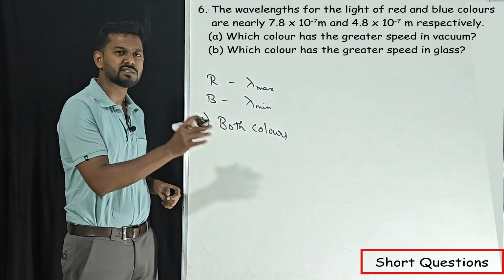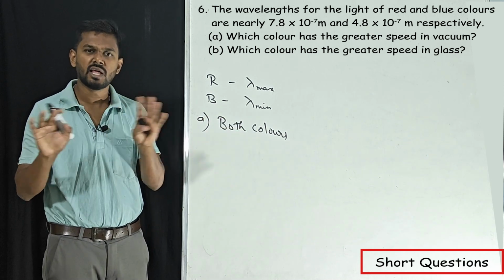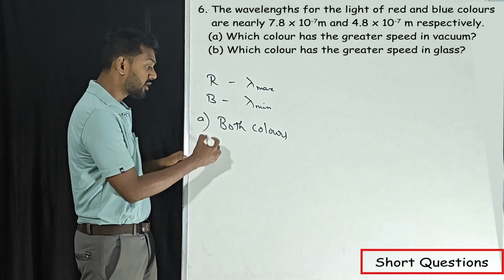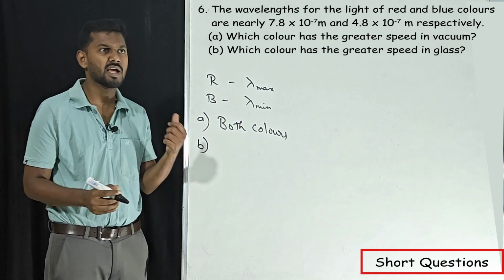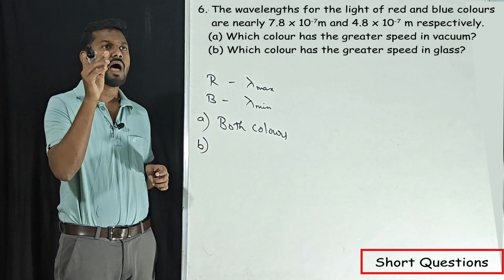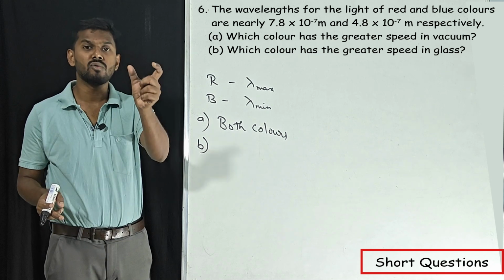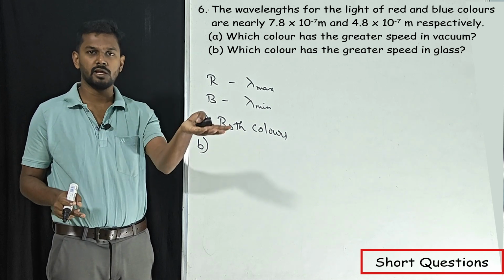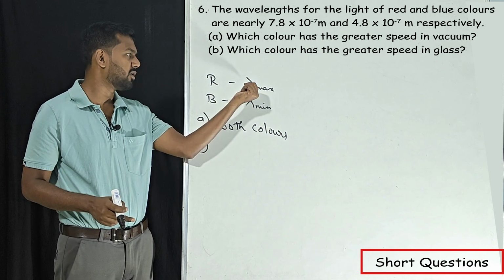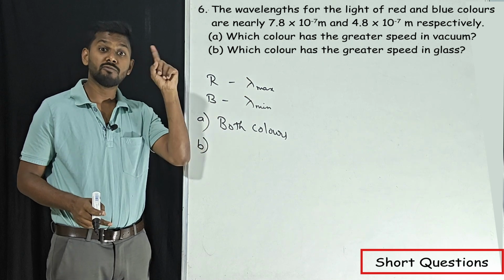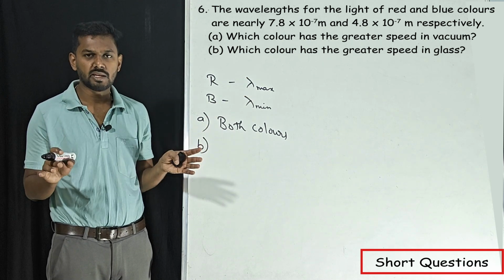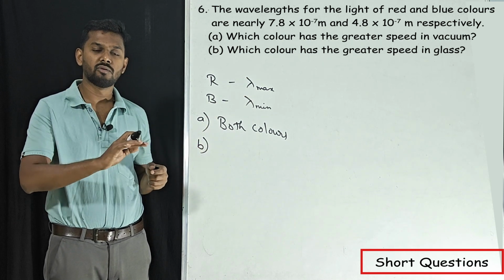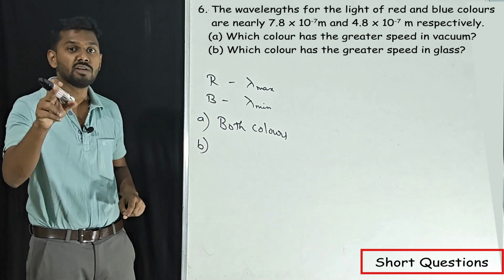Okay, so what is the answer? Which color? Write the color name. That's it. Next, you don't have to write it in a sentence, just the answer is enough. Which color has the greatest speed in glass? Now glass is a medium. In any medium, it depends upon wavelength, but in vacuum it does not depend upon anything. So all the colors will travel at the same speed only in vacuum.